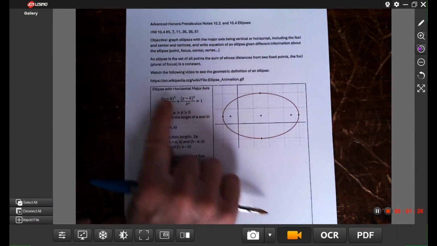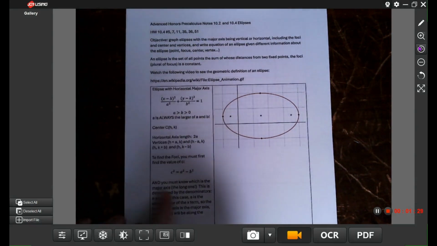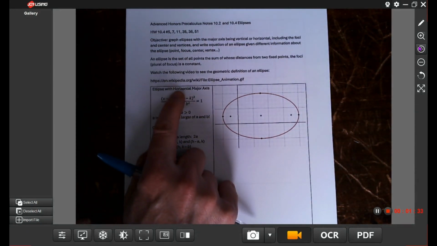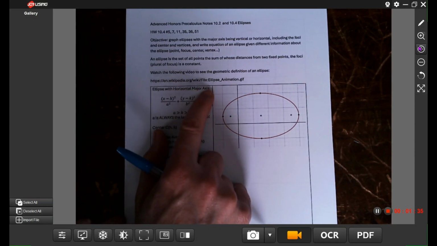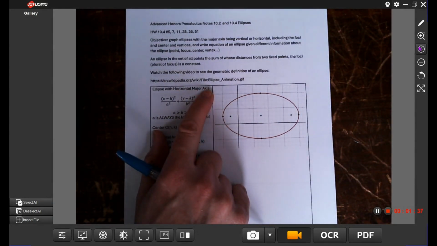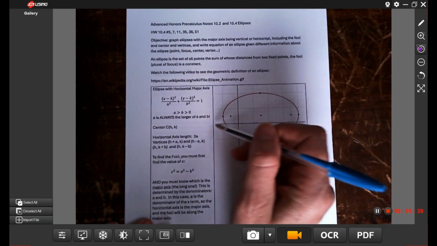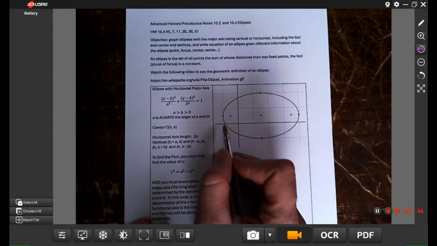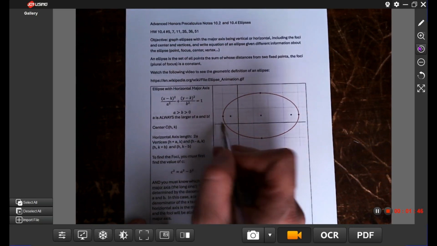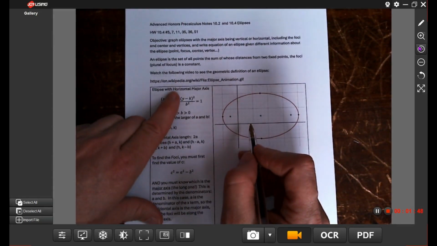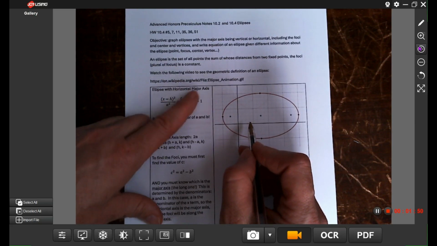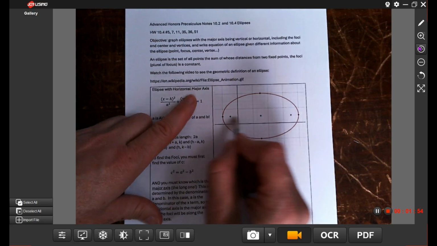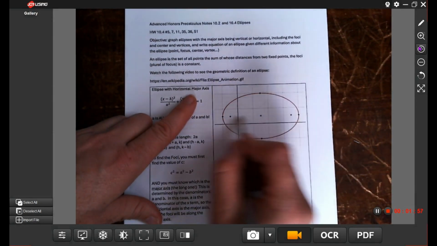So this example, this graph, and this description is an ellipse with the horizontal major axis. Axis, we're used to thinking of x as an axis and y as an axis, but any line can be an axis. So the major axis in this case is horizontal. So the major axis would go through the center of the ellipse horizontally.